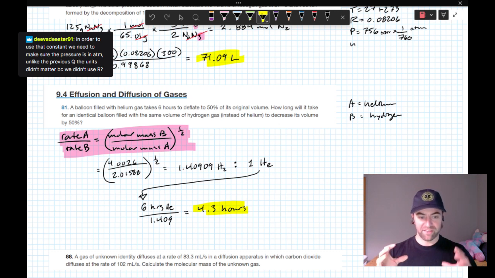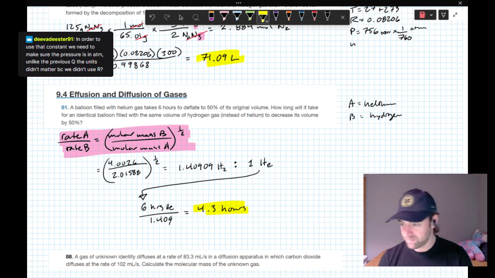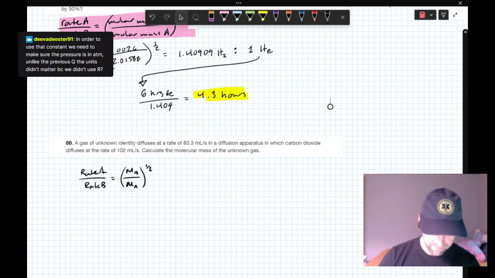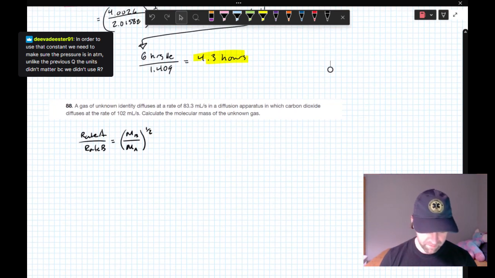The sanity check here is that this, well, I'm walking this back because I don't want to confuse anyone and I don't want to lead you astray on this. The sanity check was helium gas, which is smaller, moves out of the balloon faster than the, excuse me, hydrogen, which is smaller, moves out of the balloon faster than the helium, which is larger and heavier. Does that make sense? Yes, that makes sense. Okay.